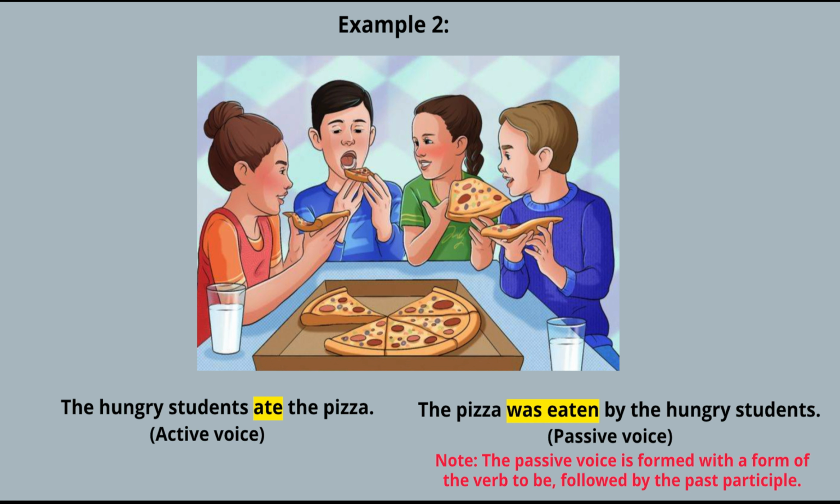The passive voice is formed with the form of verb to be. That means, what is the form of verb to be in this sentence? Was, followed by the past participle. What is the past participle here? Eaten, right? So, was eaten is in the passive voice.